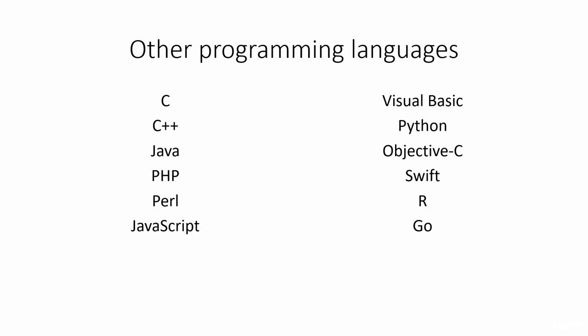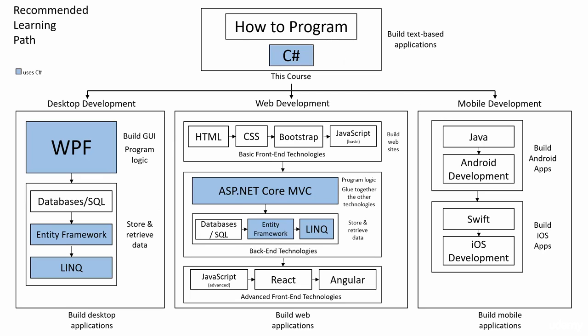But once you know how to program, you will have the tools necessary to learn the technologies that allow you to create applications with graphical user interfaces. So, for example, desktop applications like Microsoft Office or Photoshop, web applications like Google or Facebook, or mobile applications like Snapchat or Candy Crush.